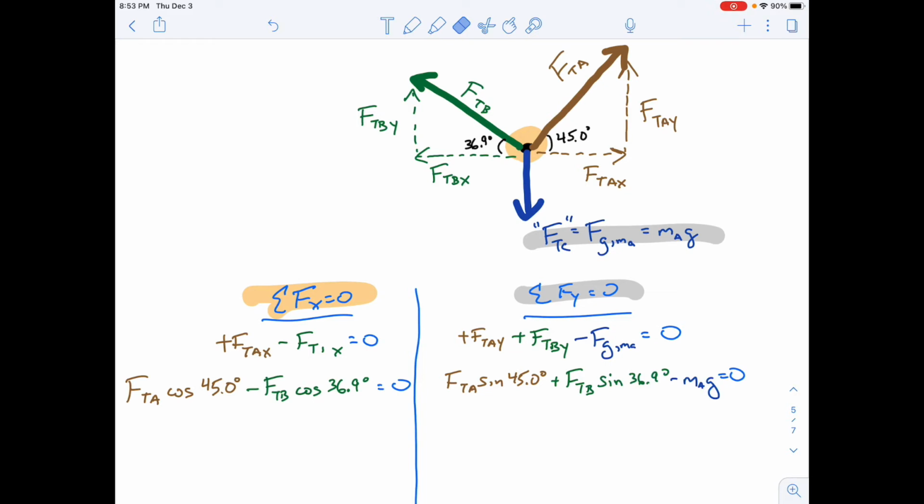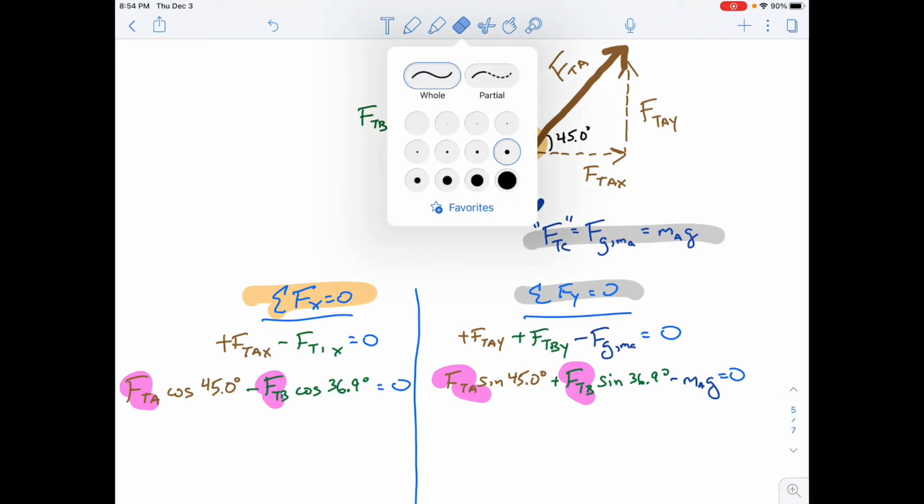And now, once we have that, note the following. We know everything except for the overall tensions. And there's two of them. We do know M and G. I gave you that. I told you it's 10.2 kilograms and 9.8. So we only have two unknowns. And we have two equations. And so we're going to solve that.